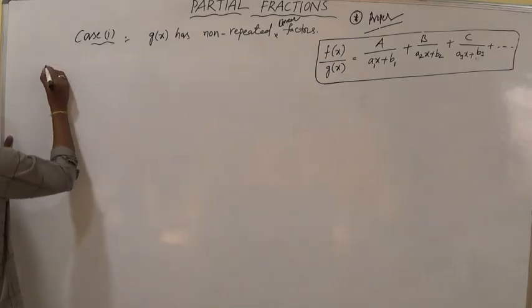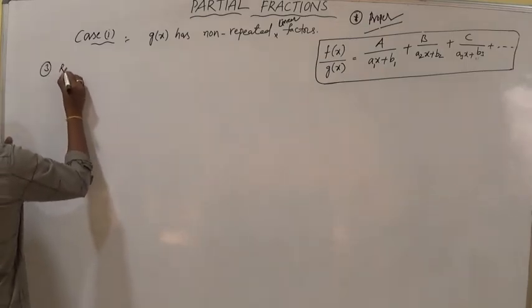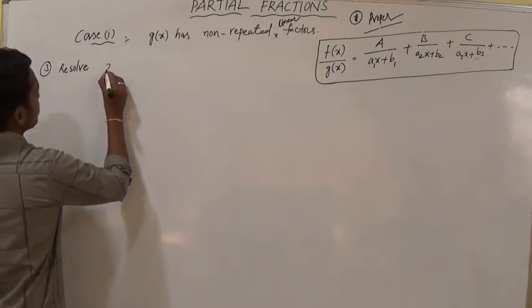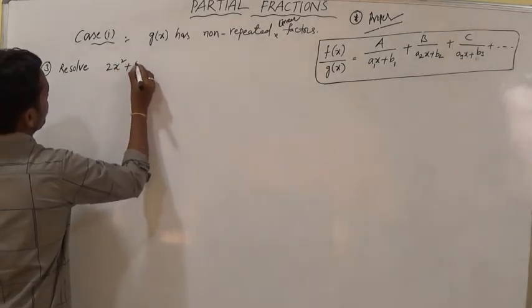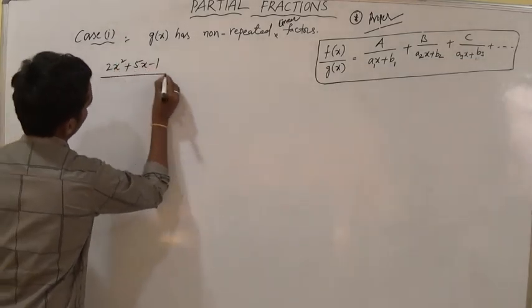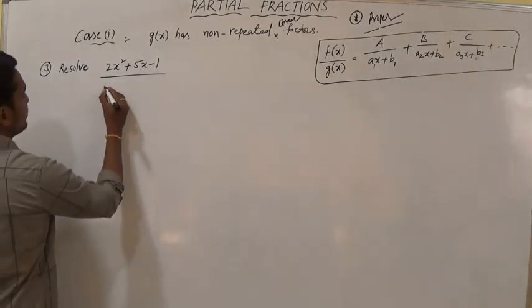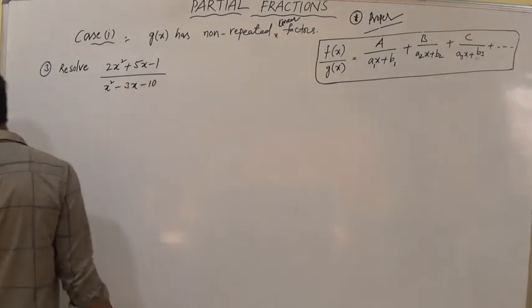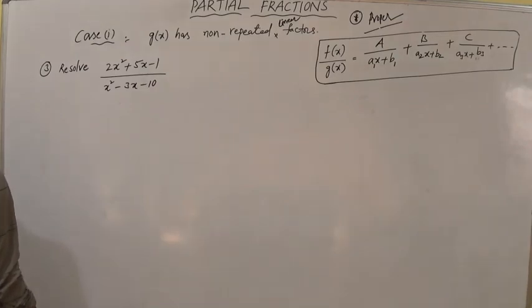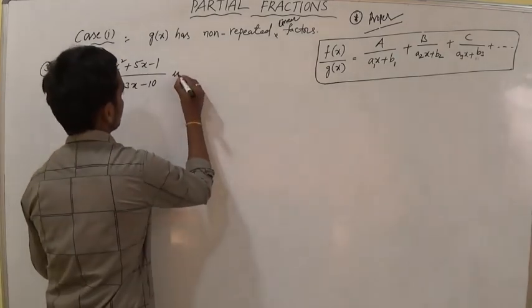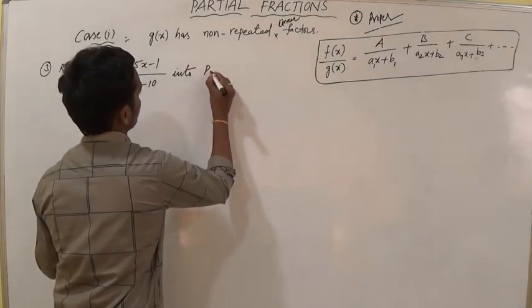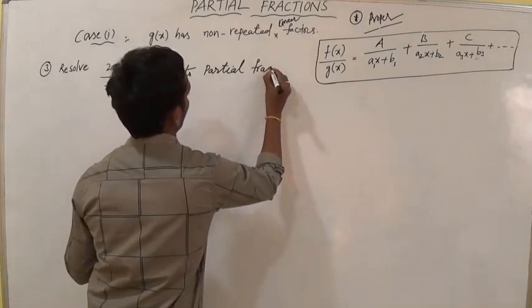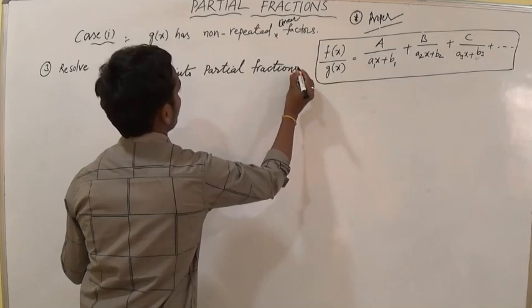Let's take the third problem. Okay, the problem is: resolve 2x square plus 5x minus 1 by x square minus 3x minus 10 into partial fractions.